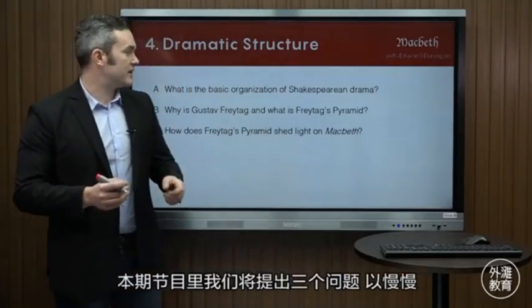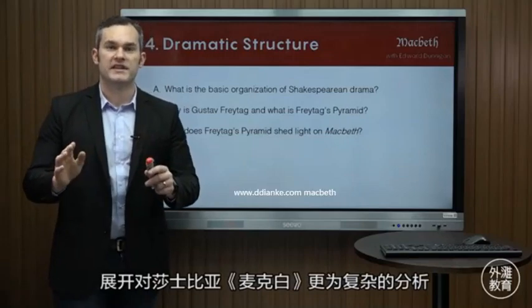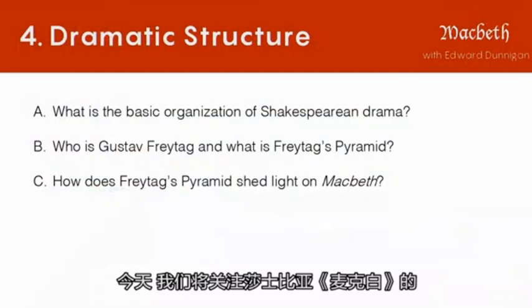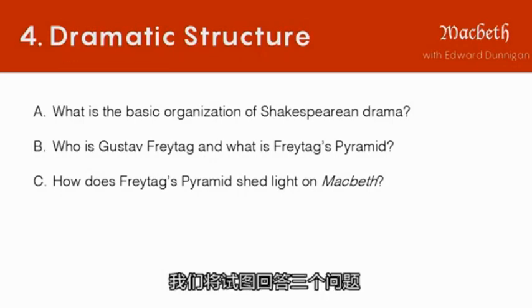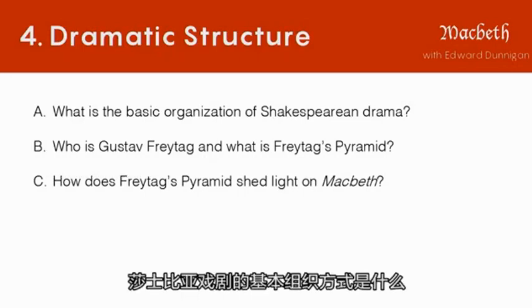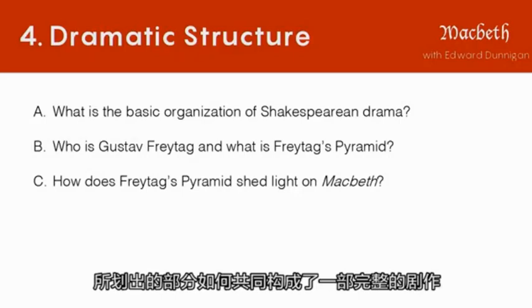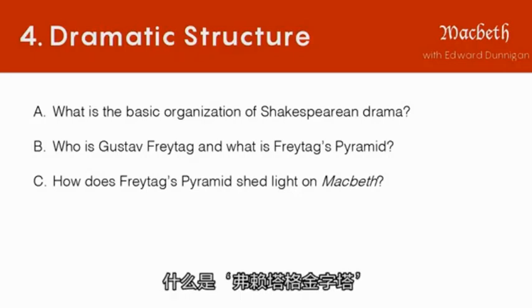So in today's lesson, we're going to ask ourselves three important questions as we move into this more sophisticated analysis of Shakespeare's Macbeth. We're going to be focusing on the dramatic structure of Shakespeare's Macbeth and how dramatic structure operates to produce meaning in the play. Question number one is, what's the basic organization of Shakespearean drama? How do we understand the way that it's divided into parts and how those parts work together to form the complete play? Number two, who is Gustav Freytag and what is Freytag's pyramid?